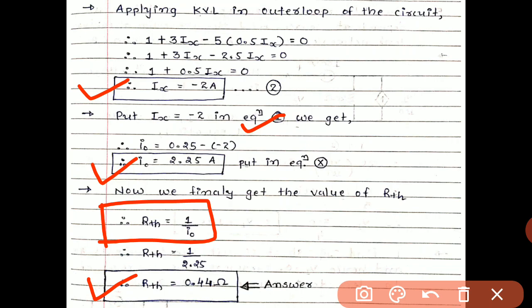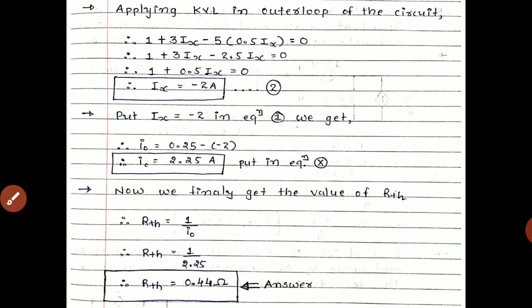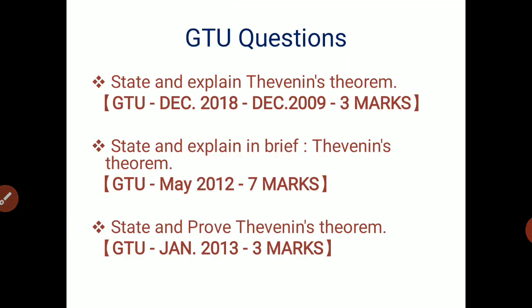In this question we were asked to find the value of RTH, and we found the value of RTH, that is 0.44 ohm. So this is our final answer. This is all about Thevenin's theorem. Now, the GTU questions.